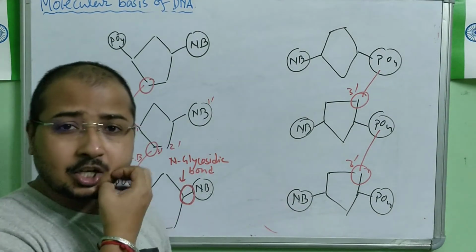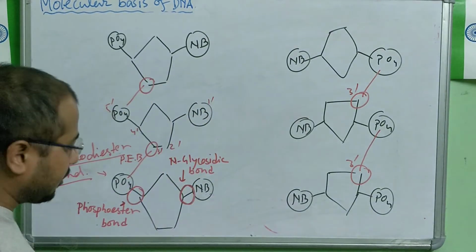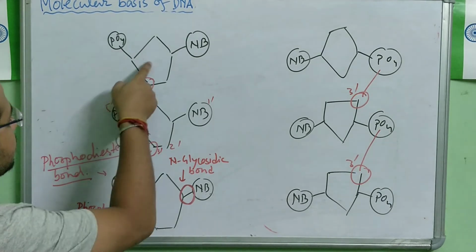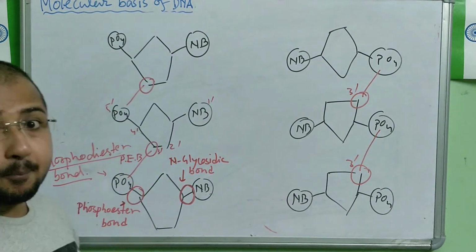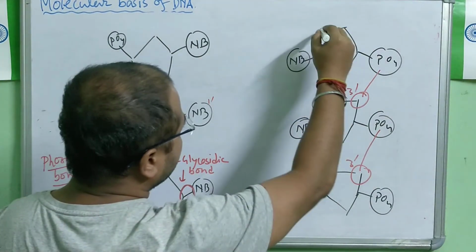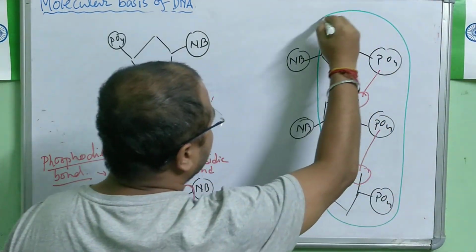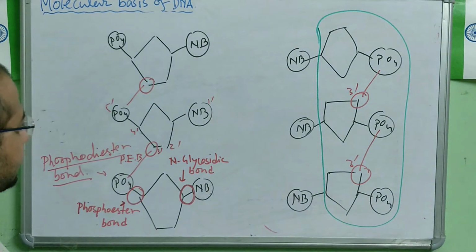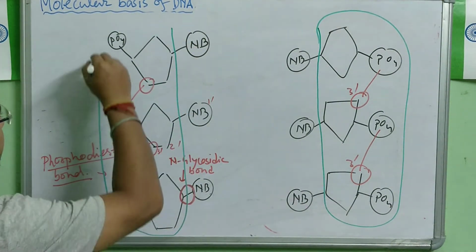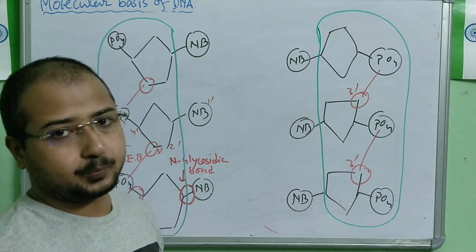If the question is what the backbone of DNA is made up of, you will say the backbone of DNA is made up of the sugar and the phosphate group. Sugar, phosphate, sugar, phosphate, sugar, phosphate. This makes the backbone. Let me show this part here. This part is the backbone of DNA. Remember this. So the backbone of DNA is made up of sugar and phosphate group. Clear?